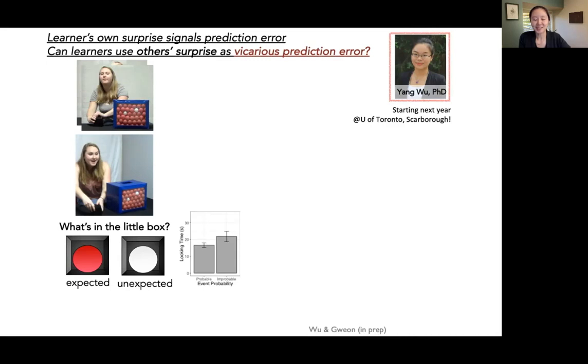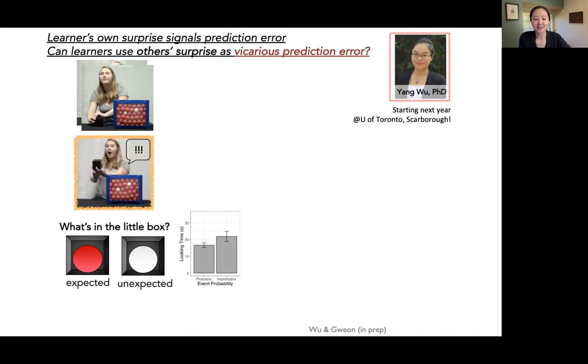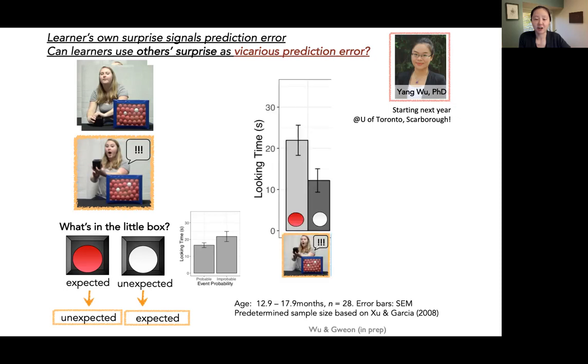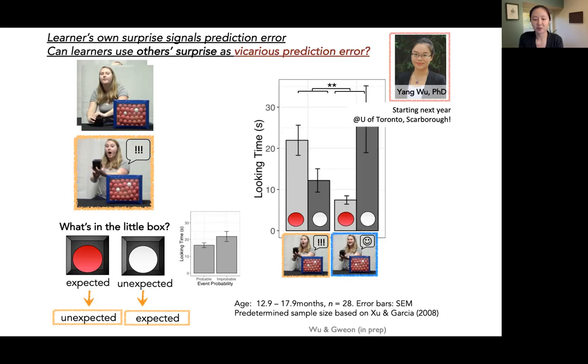So what the surprise expression does is to turn the unexpected outcome to expected and the expected outcome to an unexpected outcome. So watching another person's surprise expression allows you to revise your prediction about what is inside the box. What we have shown is that we are flipping the looking time in the reverse direction. Children are now looking longer at the red ball compared to the white ball. However, when the person doesn't show surprise and is just smiling at the outcome, then we see the usual predicted response, looking longer at the white ball, which is unexpected without the surprise.